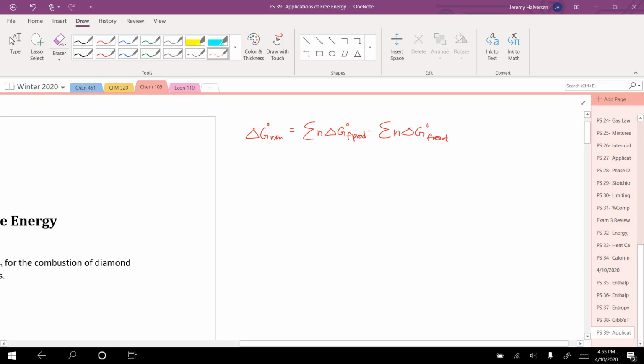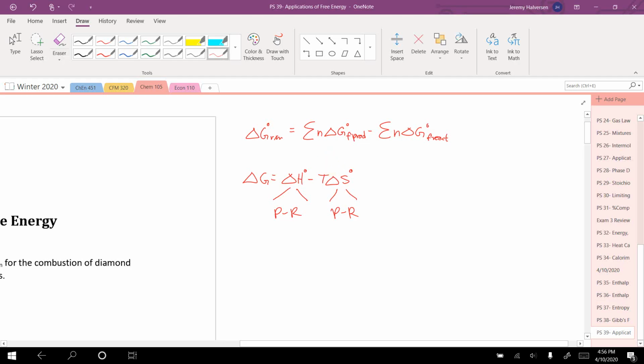Now let's say that we don't want standard conditions. Let's say that we want to figure out the delta G at a different temperature. Well, then we can just use delta G equals delta H minus T delta S. And you can think of these as being delta H naught and delta S naught, meaning we can find delta H naught by doing delta H of formation products minus reactants, and find delta S naught as products minus reactants using H and S values from the book. And then we can get delta G, but we can pick the temperature we want to get it at.